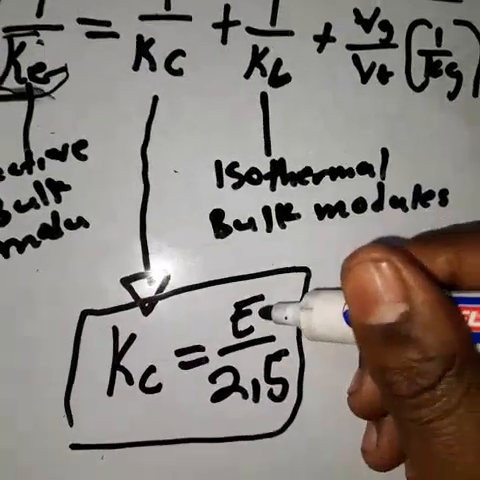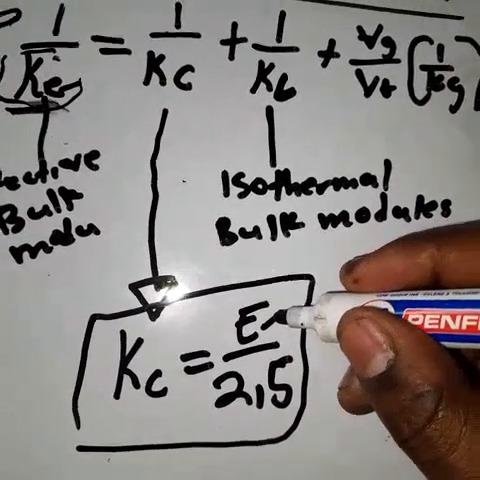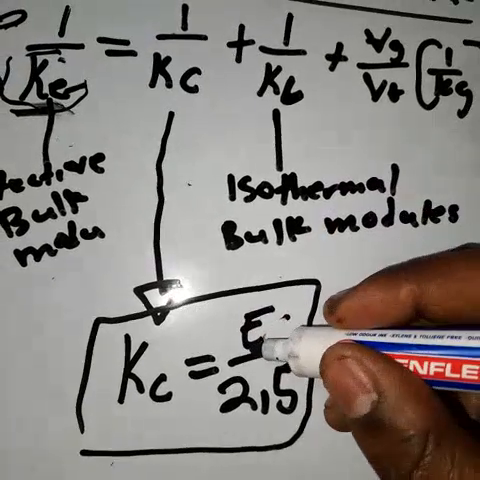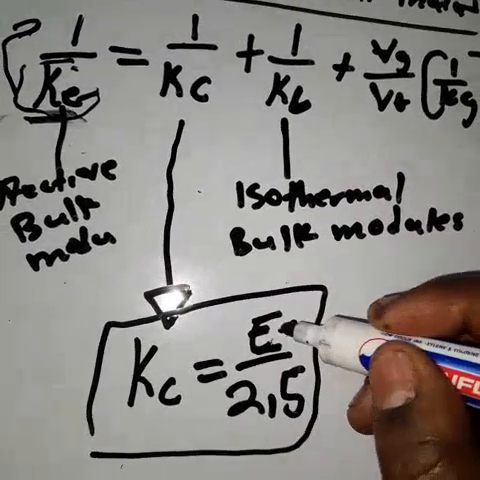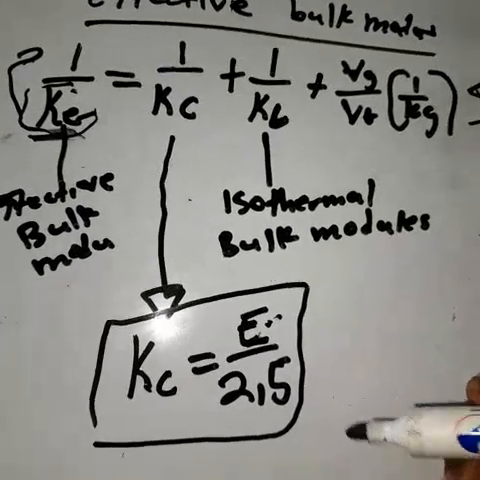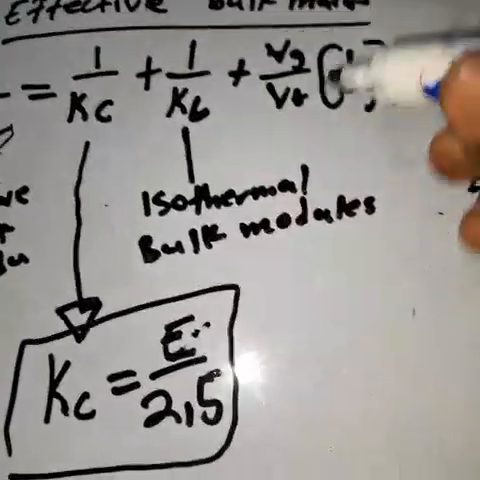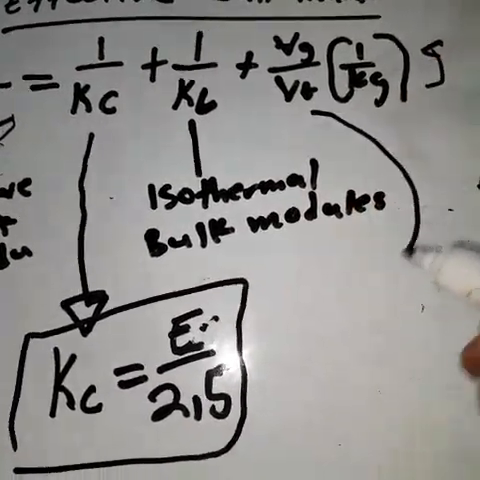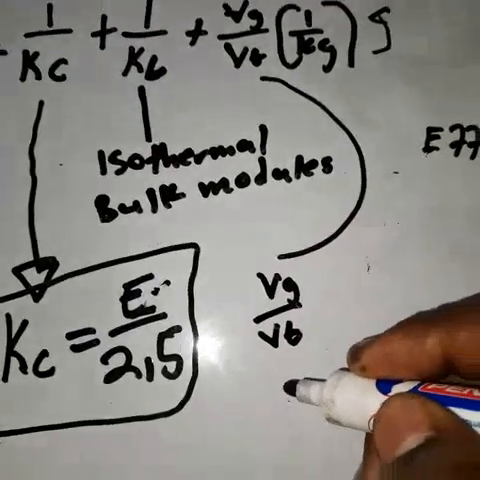This is the Young modulus, the elasticity of Young modulus. If you're given Young modulus, you substitute it here and then you obtain your KC. You see, now we come to this part here, Vg over Vt.